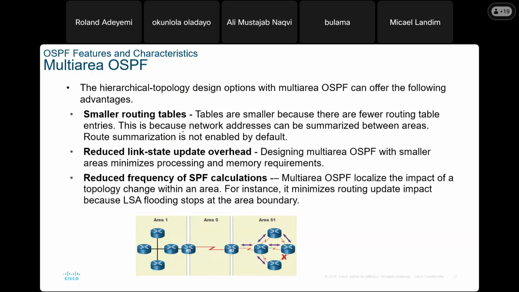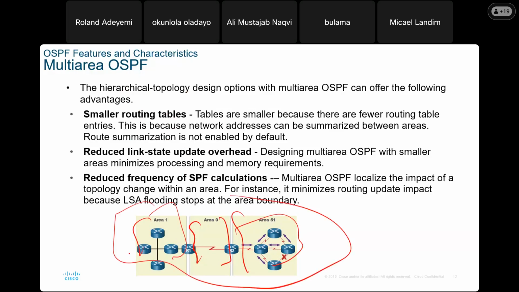Okay. Thank you. So multi-area OSPF, I just gave you an example of multi-area. Look at another example here. They have these routers in area 0. This section, area 51. This other section, area 1. This is a good example of multi-area OSPF. So what is the advantage of multi-area OSPF? I won't be able to go in depth into this because it's beyond the scope of this class.